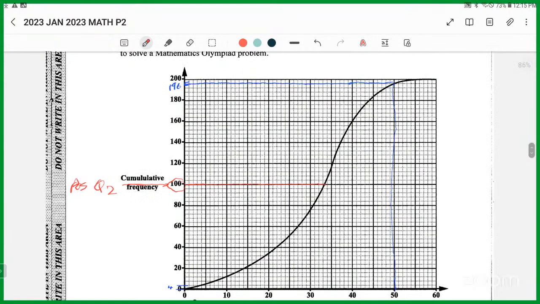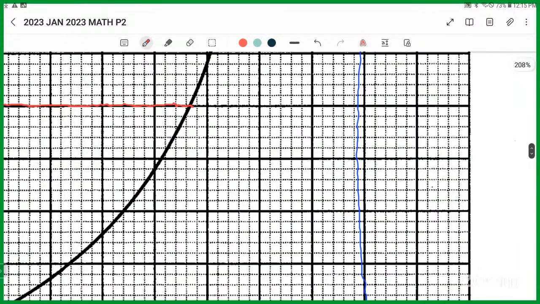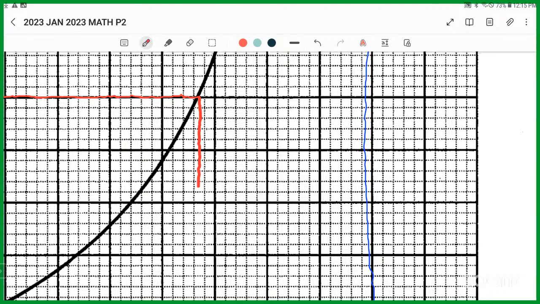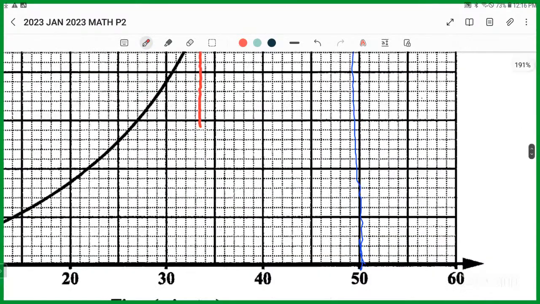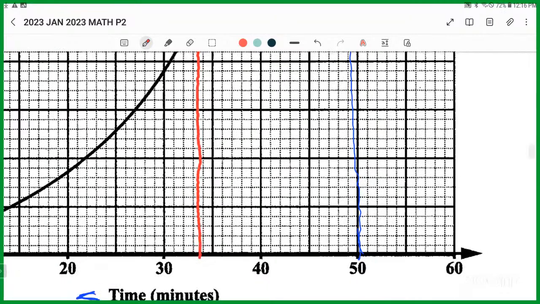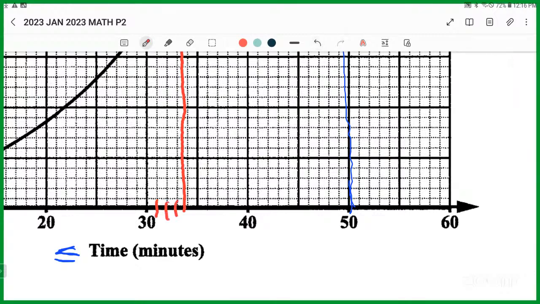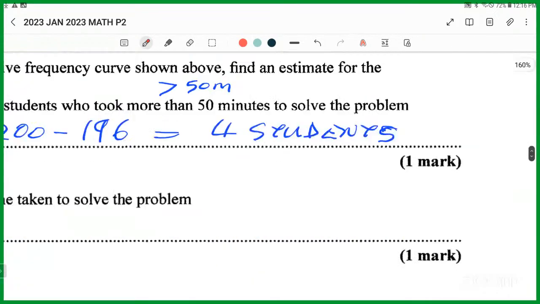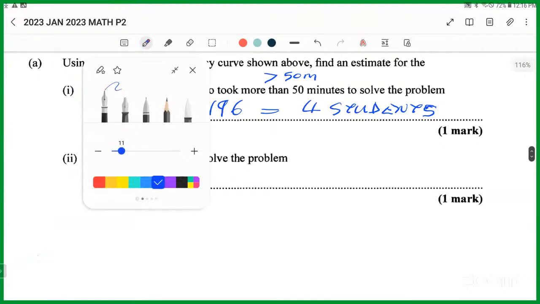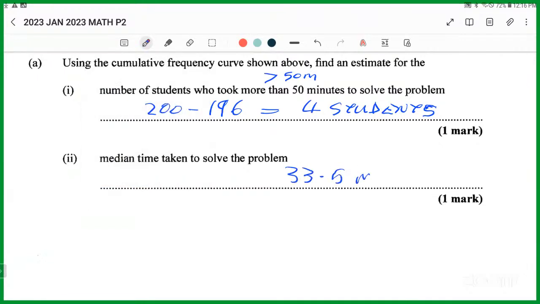You will find it right between these two marks here. Right in between this. That's 30, third one 32, 33 and a half. This is Q2. It's 33.5 minutes. That is the median time. 33.5 minutes, just like that. Put 33.5 minutes. That's it.